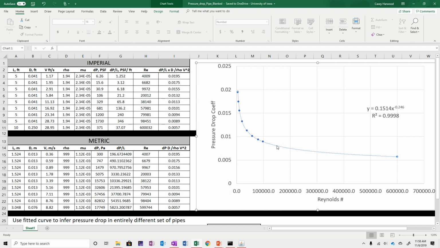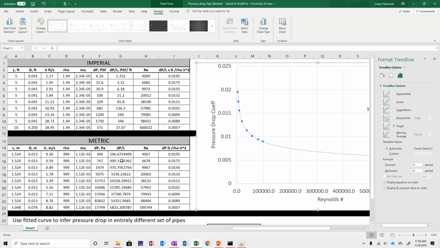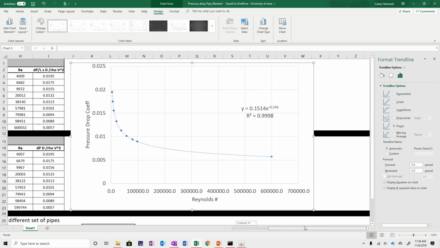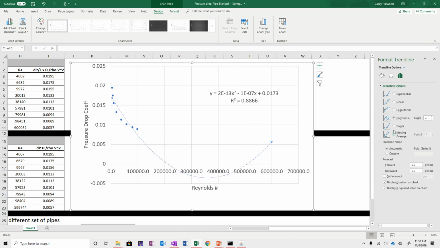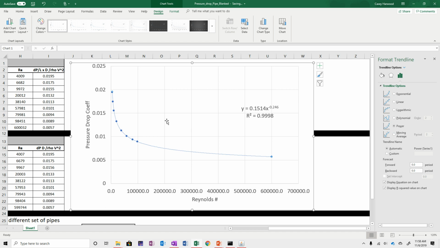And those of you that are not familiar with Excel's trendline functionality, this is a really good tool for problems like this because this allows us to basically try out different curve fits until we find one that approximates the data fairly well. So we've got an R squared of 0.9998, which is, by all accounts, a fairly good fit to our experimental data.